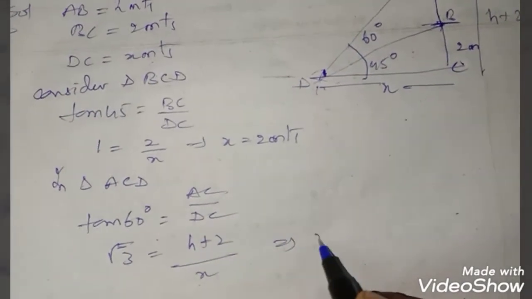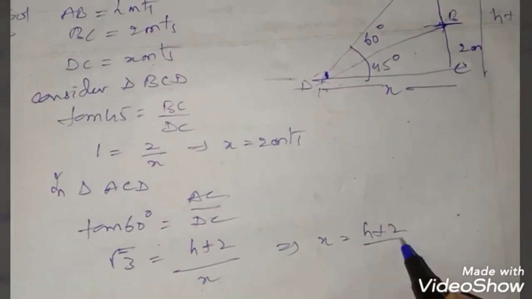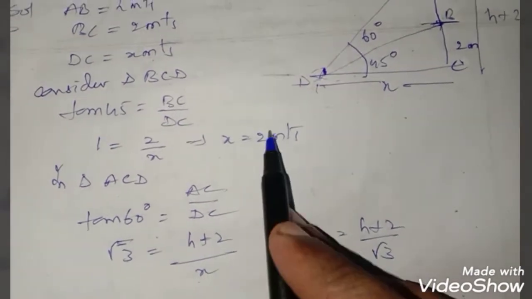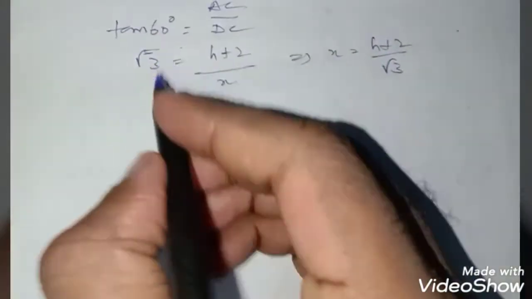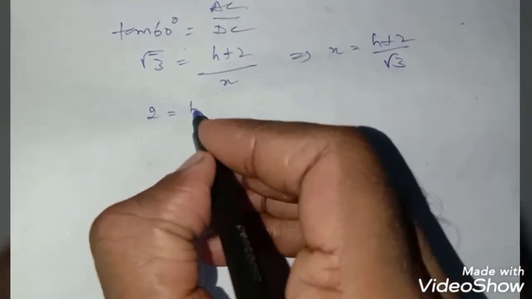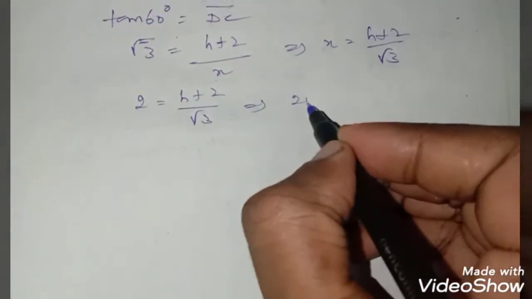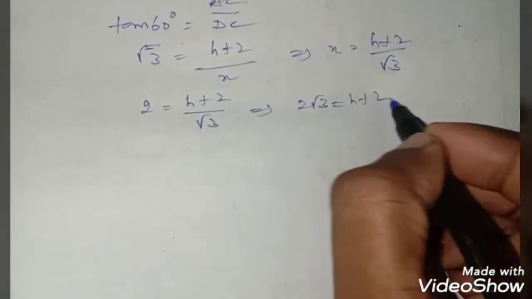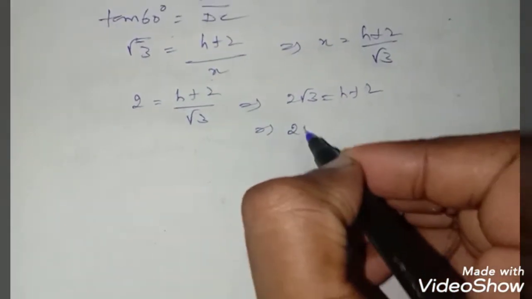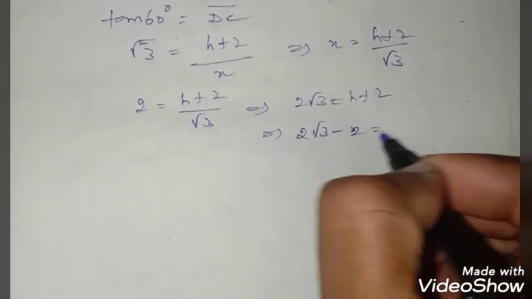Now if I cross multiply, x is equal to (h + 2) by root 3. Already we don't know what x is, so in the place of x, substitute the value of 2. That is, 2 is equal to (h + 2) by root 3. Now if I cross multiply, 2 root 3 is equal to h + 2. Now send this 2 here: 2 root 3 minus 2 is equal to h.